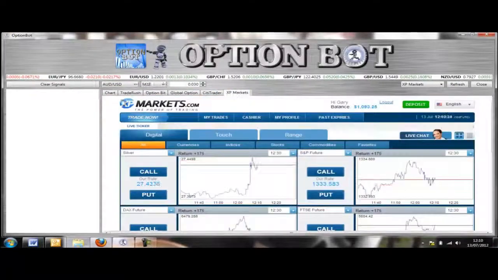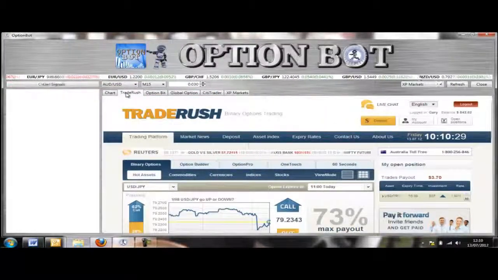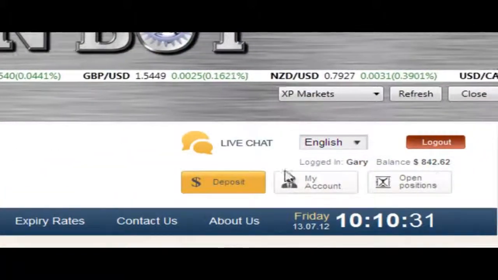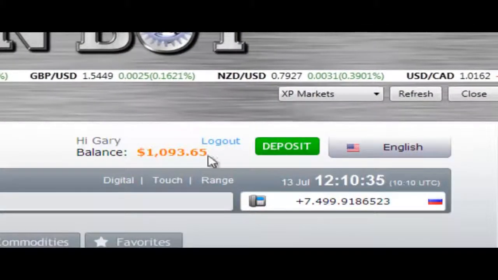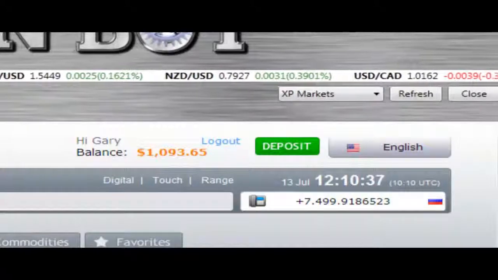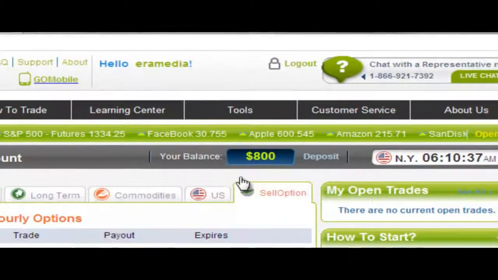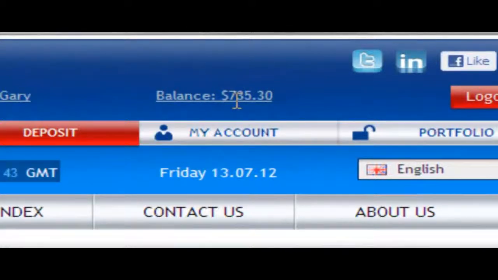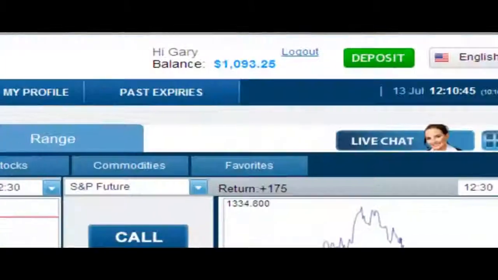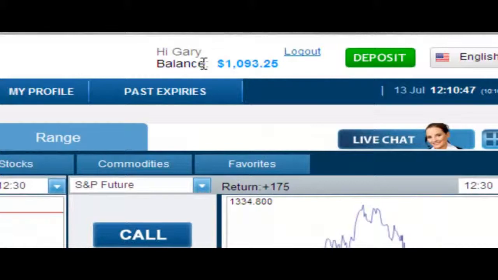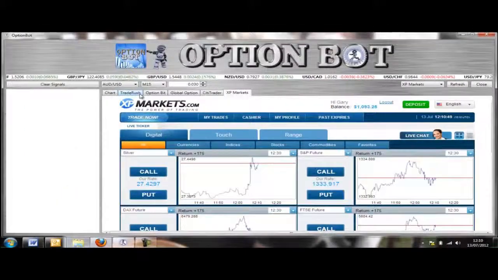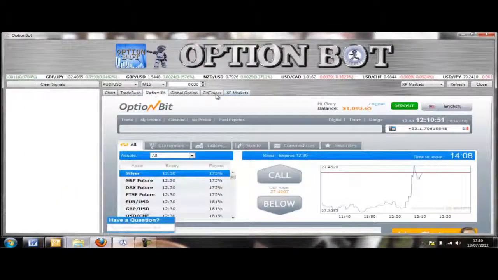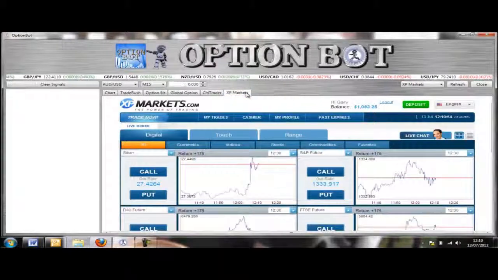and I have 5 platforms to trade on. As you can see, I have a balance of 842.62 with Trade Rush, a balance of 1,093.65 with OptionBit, a balance of $800 with Global Option, a balance of 735.30 with CityTrader, and finally a balance of 1,093.25 with XP Markets. That's a total across all 5 platforms of 4,564.82 in my trading balance.